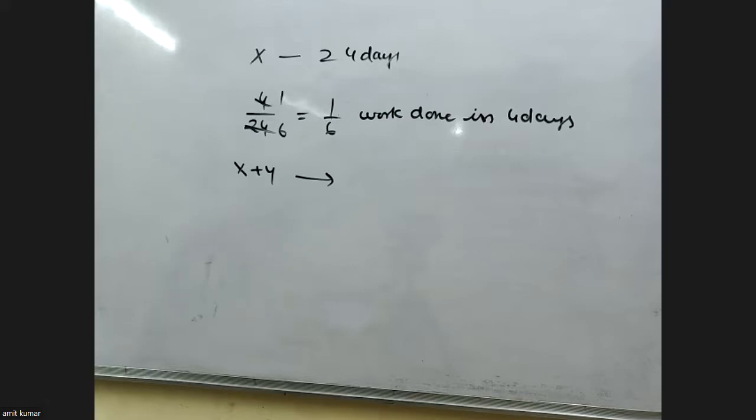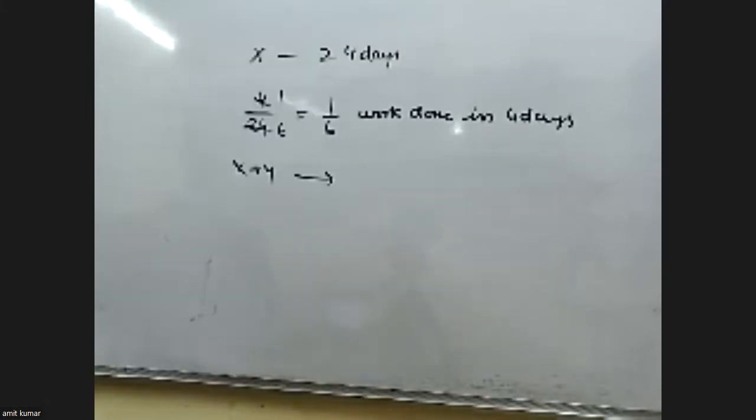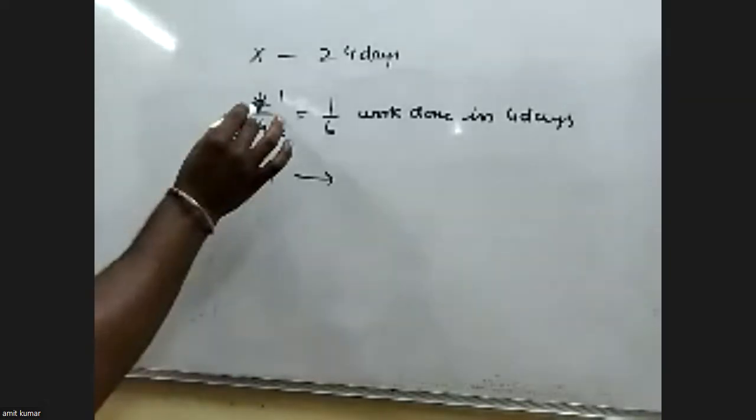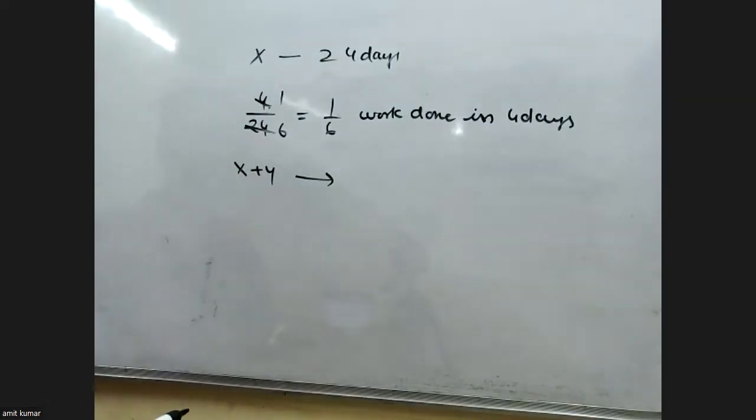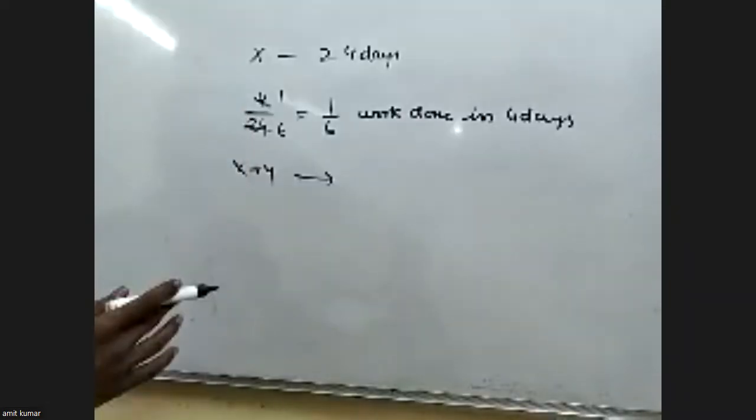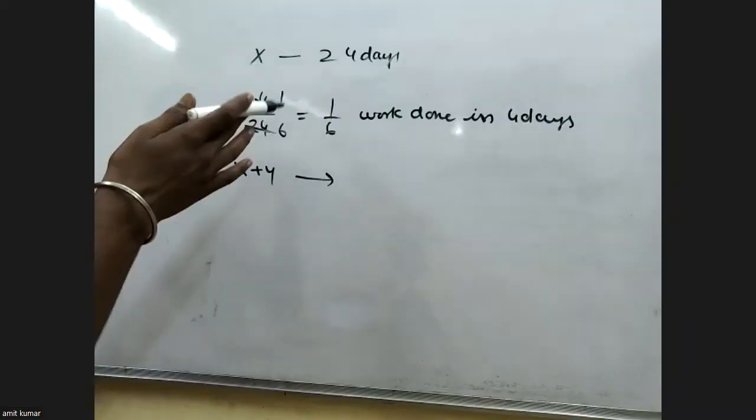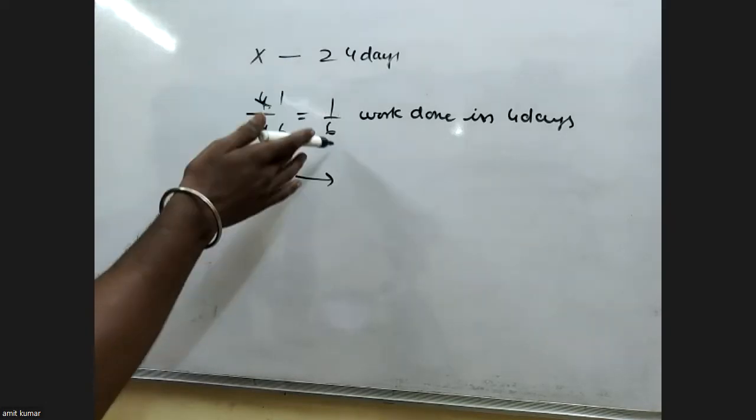Sir, where did this 4 come from? Which 4, beta? This one 4? Yes sir. Question says X worked for 4 days. So he would have completed some units, that is in fraction, 1 by 6 work was done in 4 days.